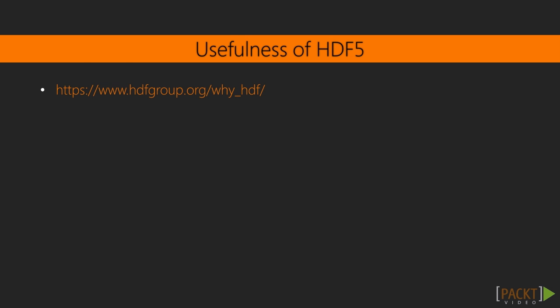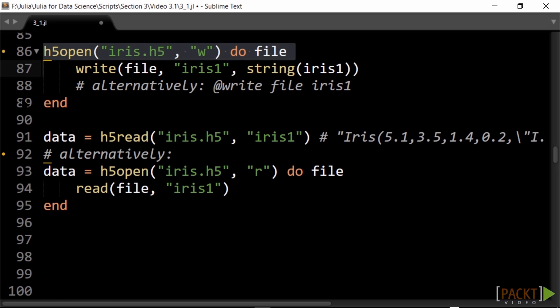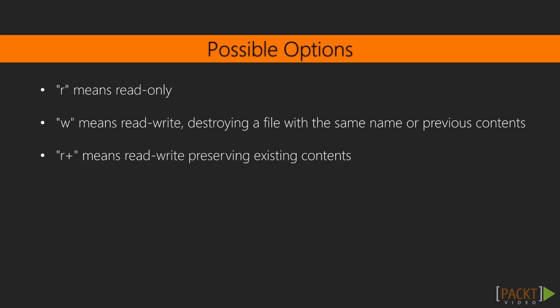To start using HDF5 data from Julia, we need to install and import the HDF5 package. This won't be an issue, so moving ahead. The following code shows how you can write to a plain H5 file containing no groups, and read from HDF5 format. We use the same iris1 value and store it with the string iris1 as a dataset name. I listed the different possible options on the screen.